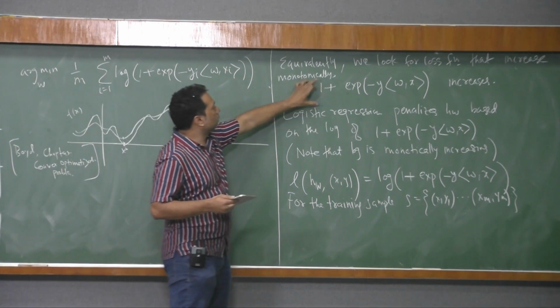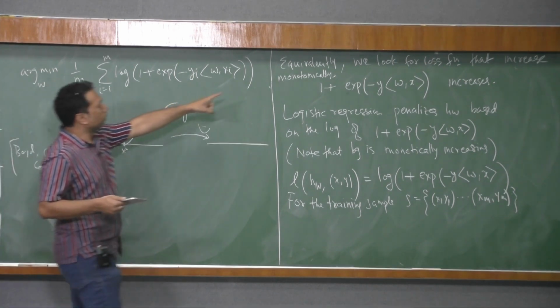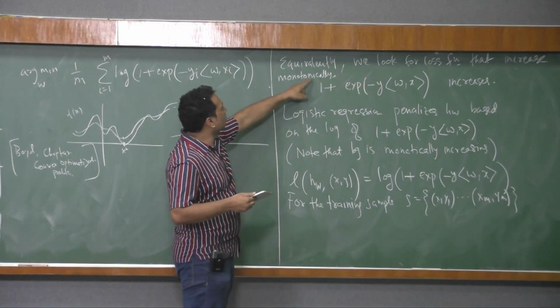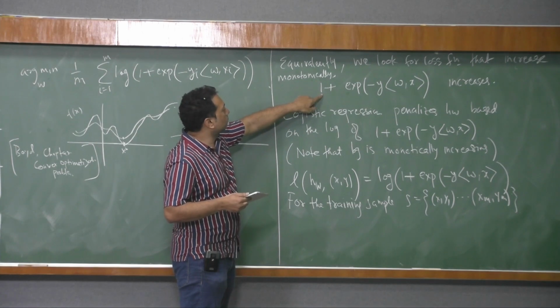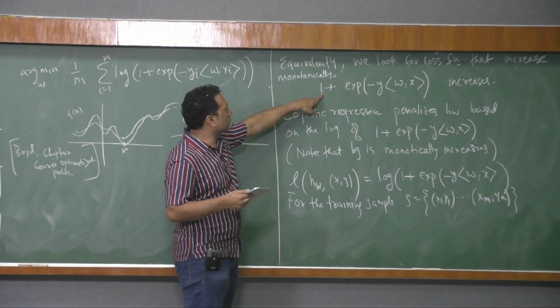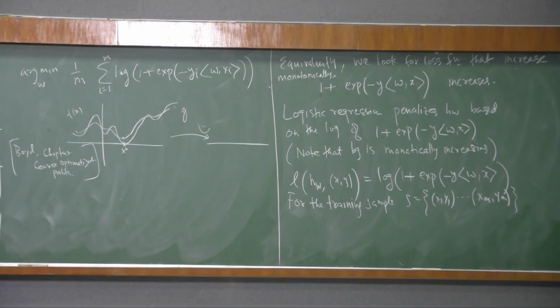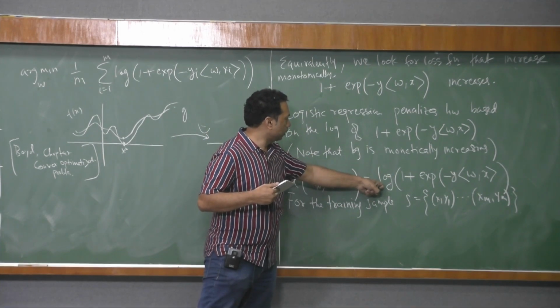So when we say that if the function is increasing, log is increasing. We are looking for a loss function that increases monotonically if this increases. If this increases, then the log of this increases. If this decreases, then the log of this decreases. That's what it means. It's not saying that it increases all the time or decreases all the time. So that's the justification here, that this is our logistic loss function, and we are supposed to minimize this.